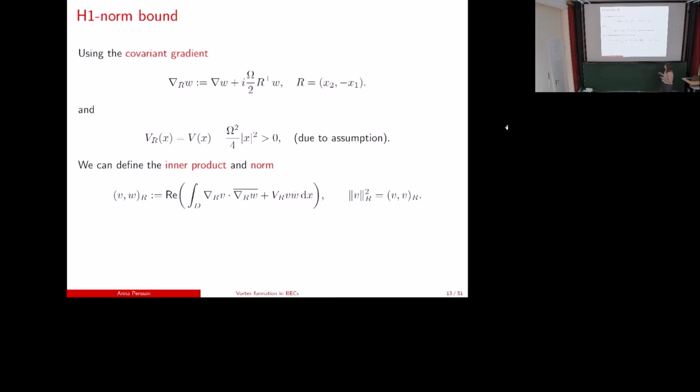And using these two, we can define a new inner product and the corresponding norm. So my R inner product is the gradient using these R gradients and the product between these two, and using my new trapping potential VR, we get this new inner product. And with this one, we can prove equivalence of norms. So the R norm is equivalent to the H1 norm.